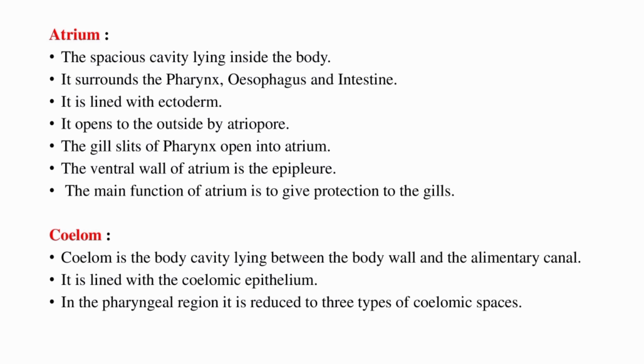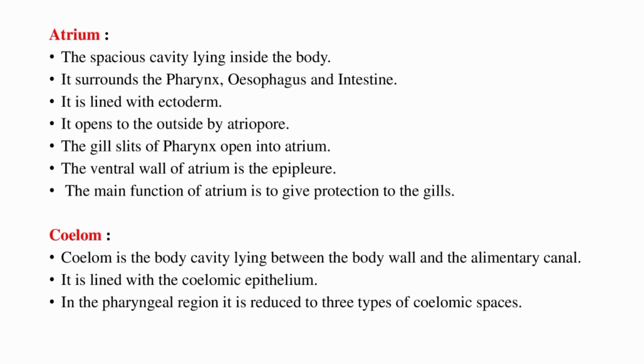Atrium. The spacious cavity lying inside the body is called atrium. It surrounds the pharynx, esophagus, and intestine. It is lined with ectoderm. It opens to the outside by the atriopore. The gill slits of the pharynx open into the atrium. The ventral wall of the atrium is the epipleur. The main function of the atrium is to give protection to the gills.